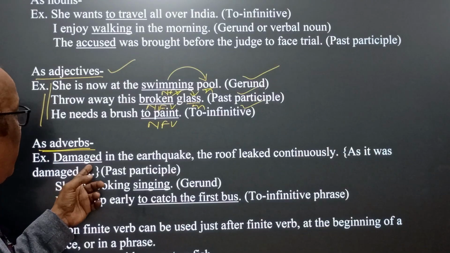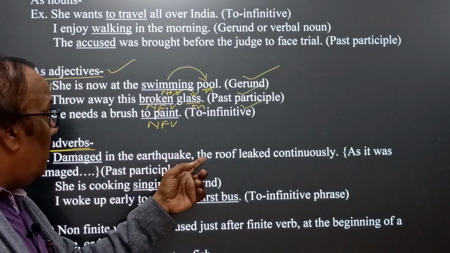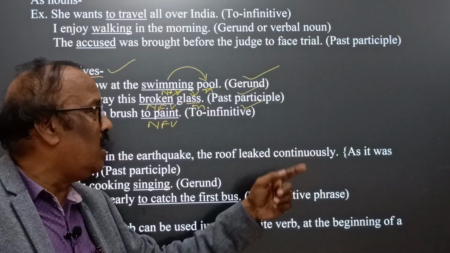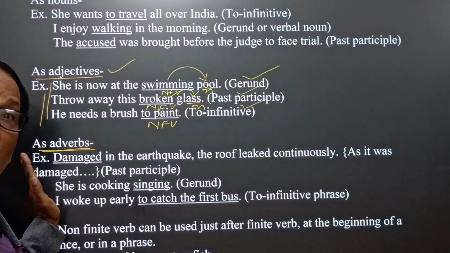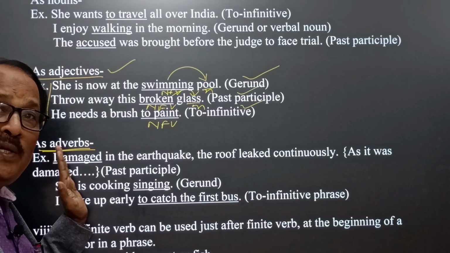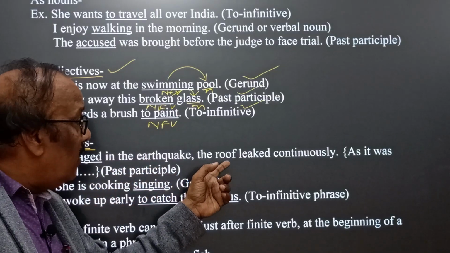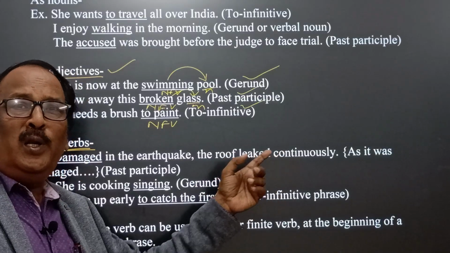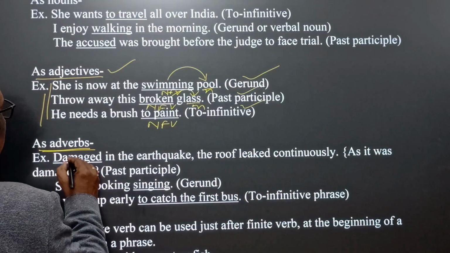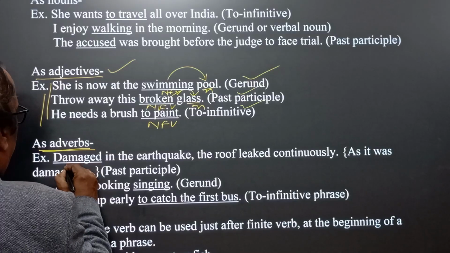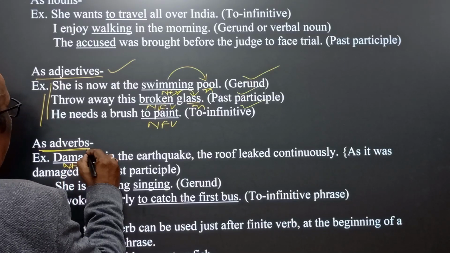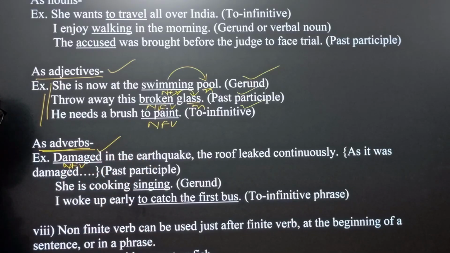How? See here. Damaged in the earthquake, the roof leaked continuously. It means as the roof was damaged in the earthquake, it leaked continuously. Damaged has been used as an adverb. Here it is a non-finite verb and it has been used as an adverb.